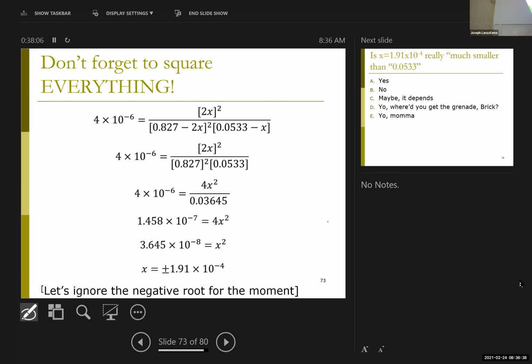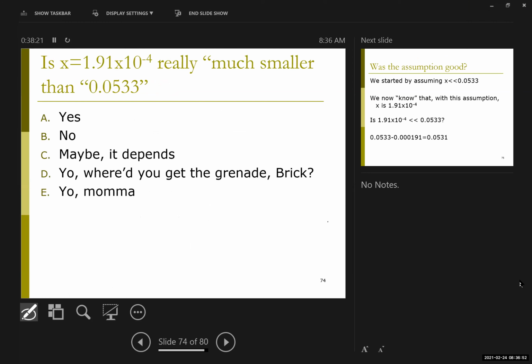Now, rather than before, I have to decide whether that was a good idea. And so I ask you, was that a good assumption? Is x much less than 0.0533? We should vote. It's kind of hard for the Zoom people to vote, but feel free to unmute yourself and shout something out. Is x less than 0.0533?